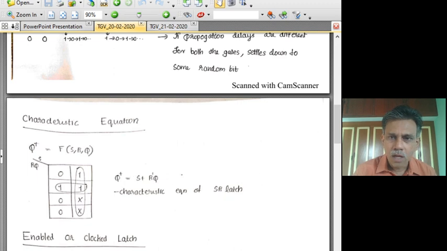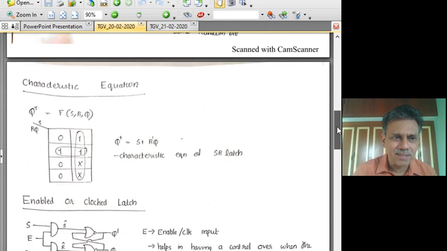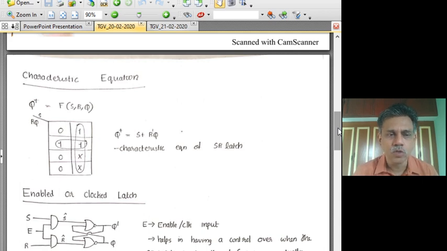Now, so far S and R are the two inputs using which you can force the latch to go to a 0 state or a 1 state. But S and R are digital signals which may come from some other circuits in a larger system. Sometimes we would like to have extra control over when this latch should work. For that we can have an extra control input called the enable input. As the name indicates, it enables the latch or disables it depending upon its value.